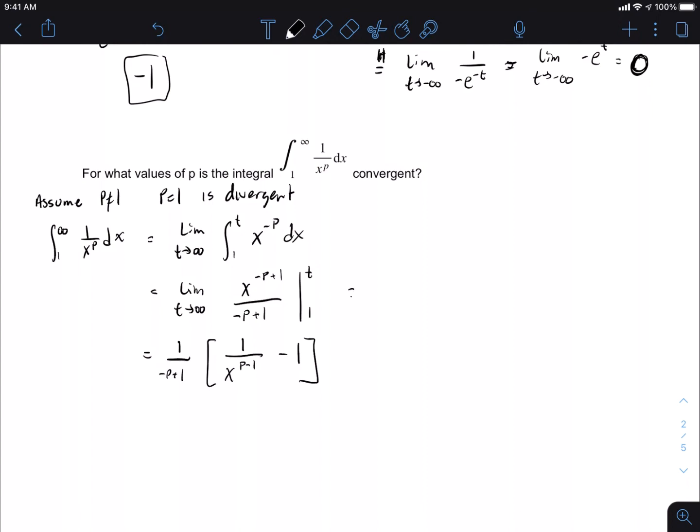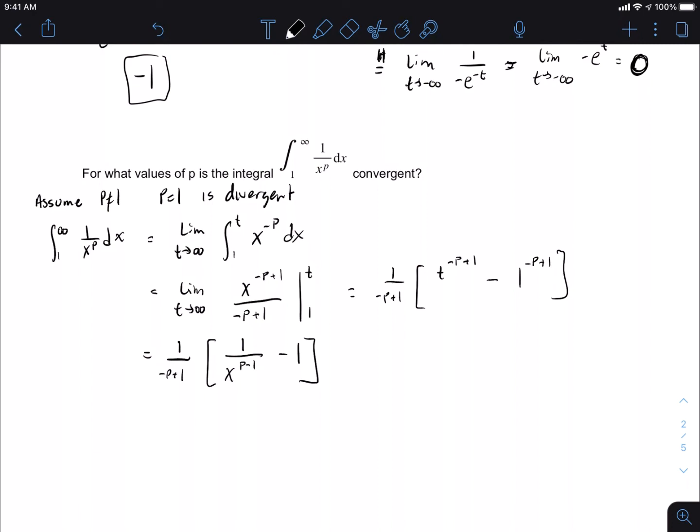So what's happening here, and I'll show this work just so you guys can see it real quick, and then I'll erase it. When I plug in my t value, I can factor out 1 over negative p plus 1, right? Because that's just the denominator. When I plug in t, don't I get t to the negative p plus 1? And then when I plug in 1, aren't I going to get minus 1 to the negative p plus 1? Are we in agreement?